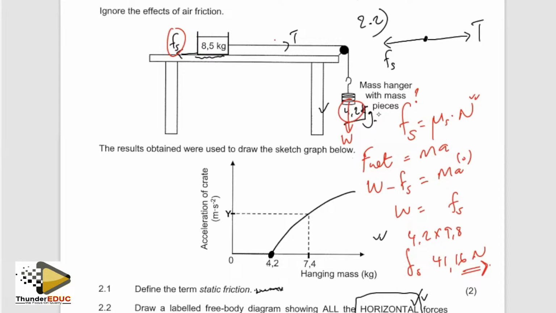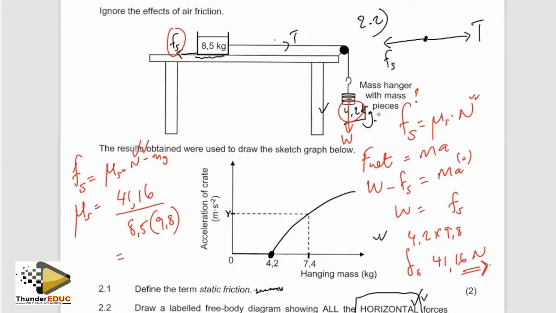Now we're going to get this and replace it outside. So we're saying Fs is mu s multiplied by the normal reaction, which means the coefficient that we need is 41.16 divided by the normal force, which is more like the mass and then the acceleration due to gravity. So I'll say it's 8.5 multiplied by 9.8. So I'm not including the 4.2 because this static friction is just between the crate and the surface.